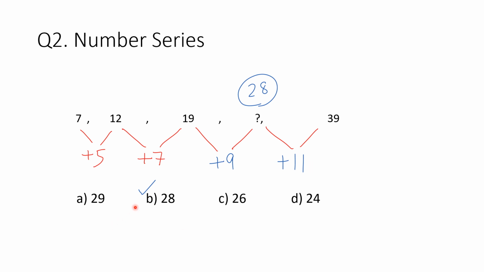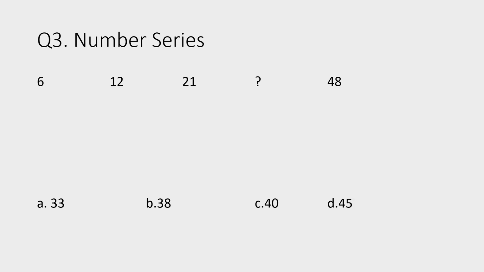So I hope you are getting a hang of it, कि कैसे series को हम पता लगा सकते हैं. So +5, +7, the next one can be +9 and +11, right? Let's move to the third one. So if we see the third question here, again 6, 12, 21, then a question mark, and then 48.